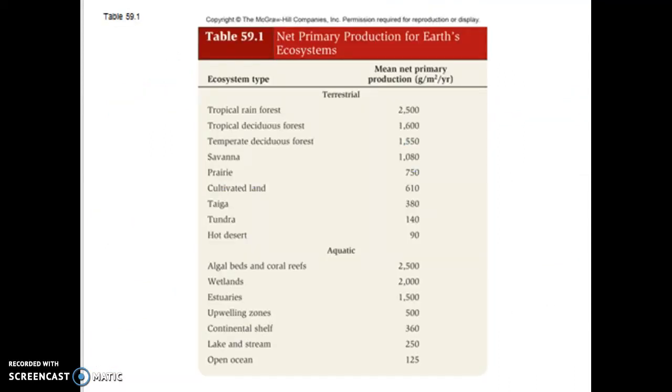Here's another way to look at it. Some of the key biomes we want to discuss are measured and highlighted here. So there's our tropical rainforests. Here is Illinois, temperate deciduous forest. We have roughly 1,550 grams of energy per square meter in a given year. Prairie, native prairie, 750. Our bean fields, 610. Taiga, tundra. Okay, so desert. Notice we see this decline in energy as we go from rainforest down to the desert biome.